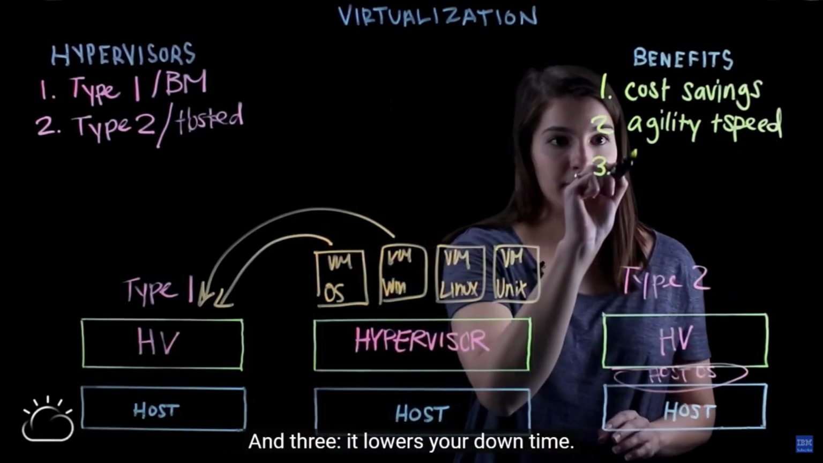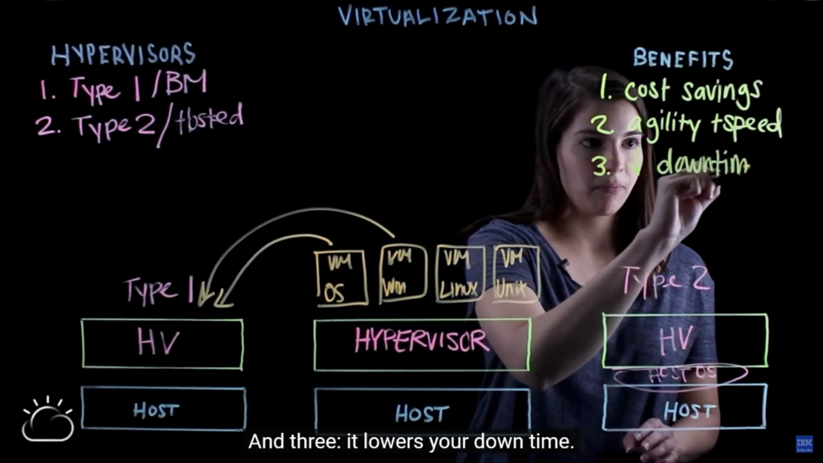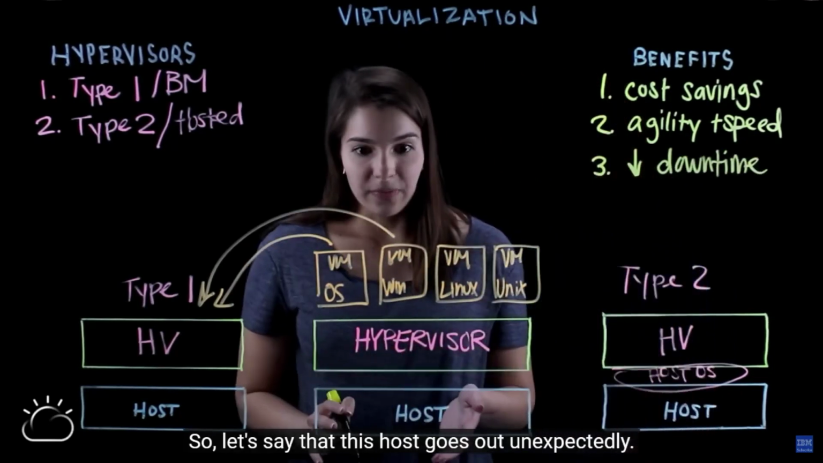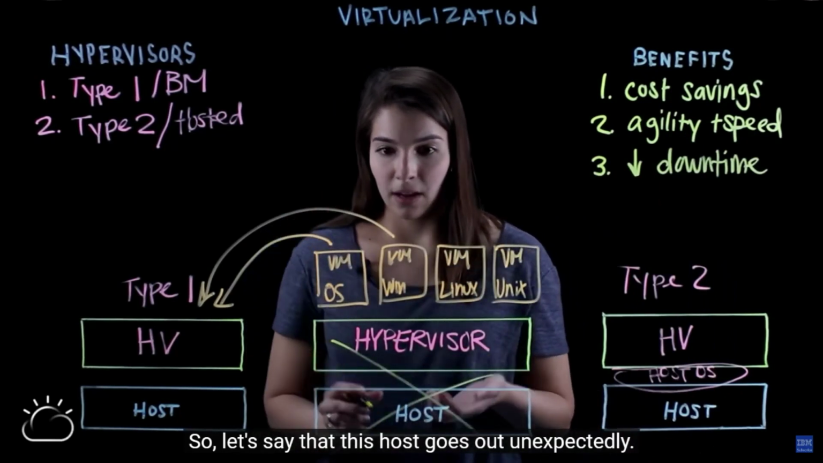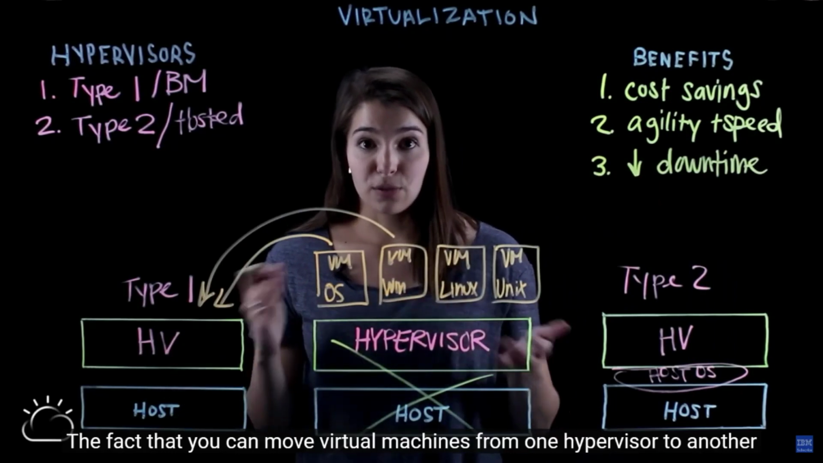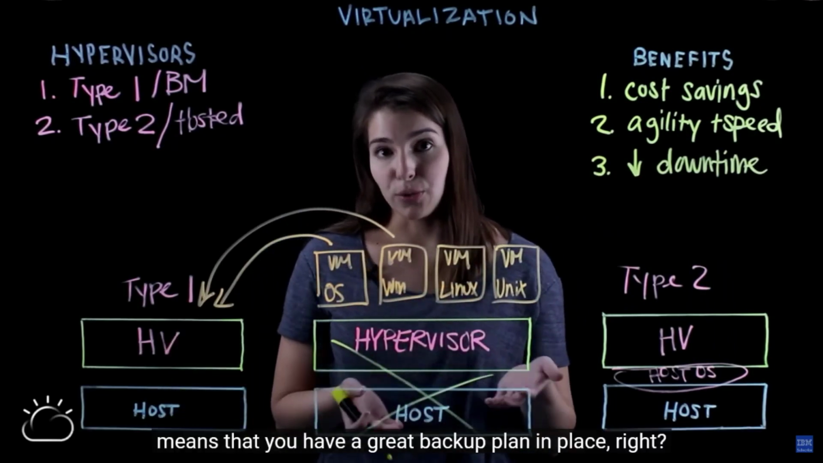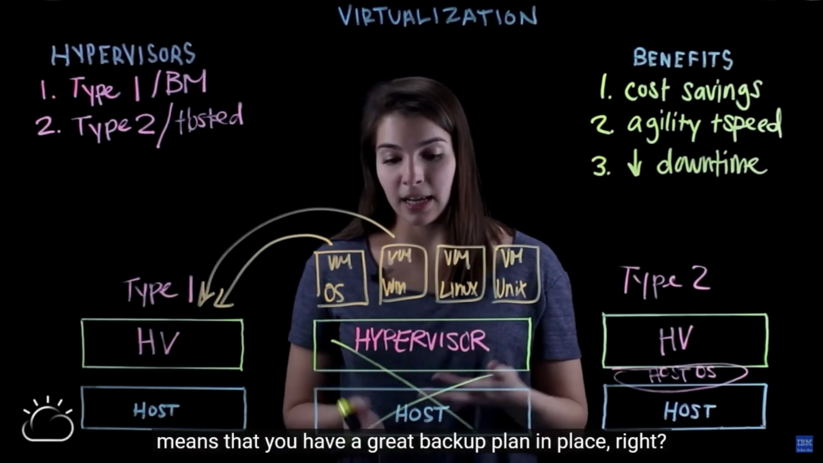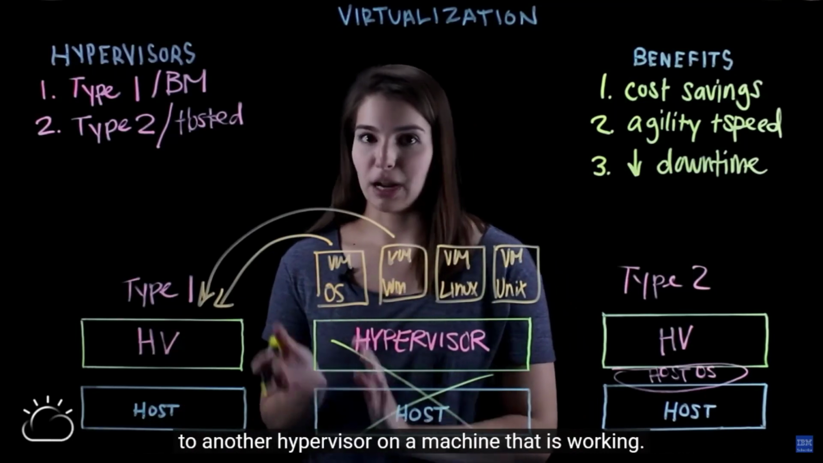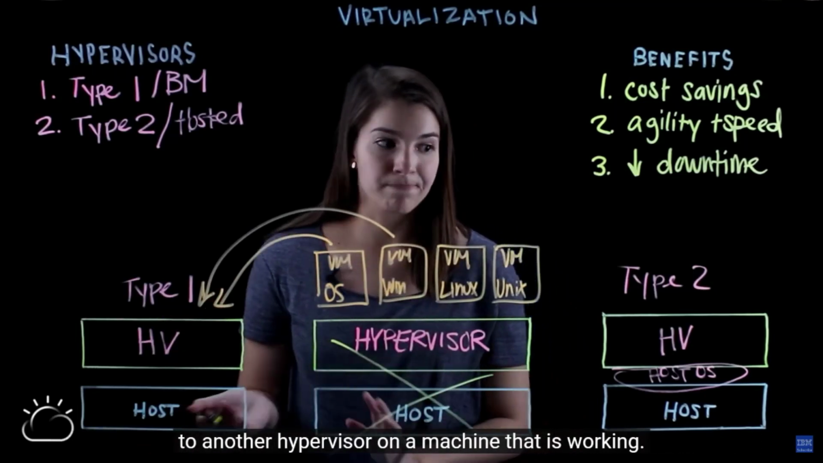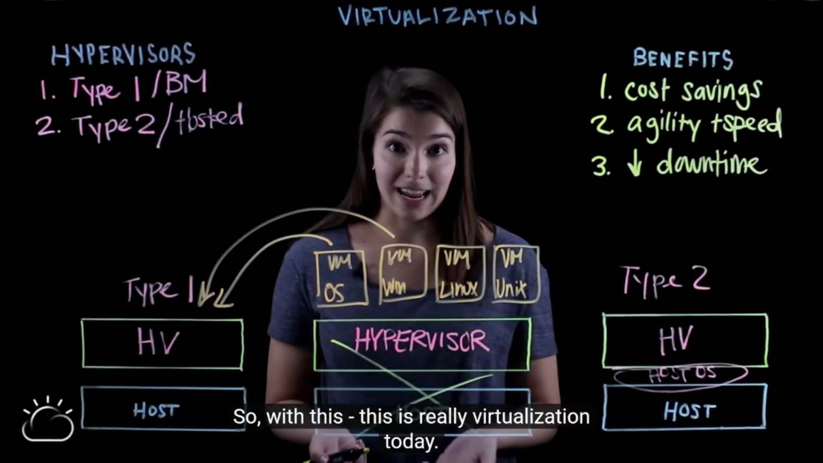And 3, lowers your downtime. So let's say that this host goes out unexpectedly. The fact that you can move virtual machines from one hypervisor to another on a different physical server means that you have a great backup plan in place, right? So if this host goes down, you can simply move your VMs very quickly to another hypervisor on a machine that is working. So this is really virtualization today.